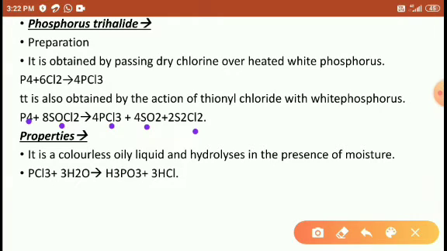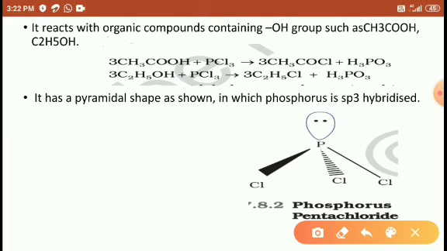Properties: it is a colorless liquid that hydrolyses in the presence of moisture to form phosphorous acid, H3PO3, and it reacts with organic compounds containing an OH group. When acetic acid is treated with PCl3, it forms acetyl chloride plus H3PO3. Ethanol treated with PCl3 forms ethyl chloride and H3PO3. Here the chlorine replaces the hydroxy groups. So this is the structure of phosphorus trichloride.